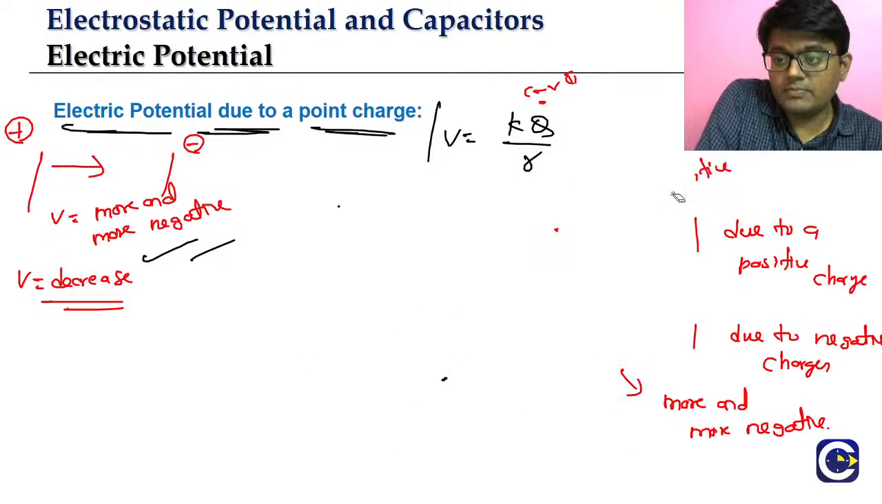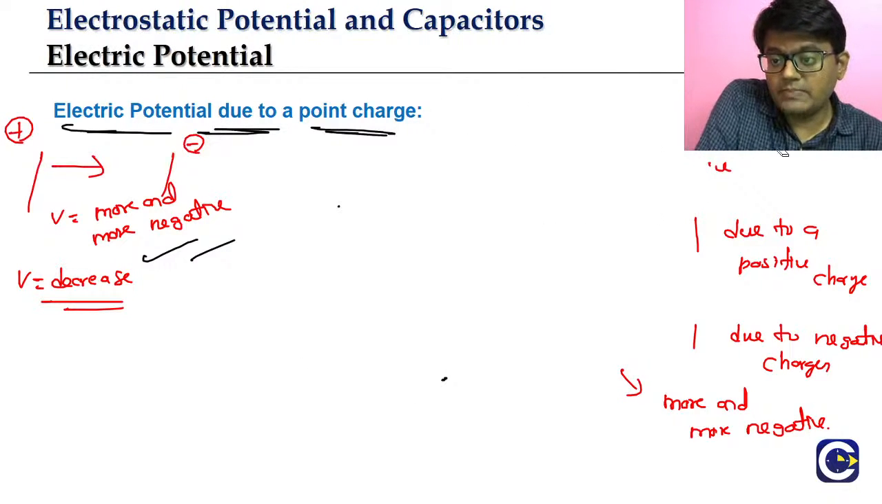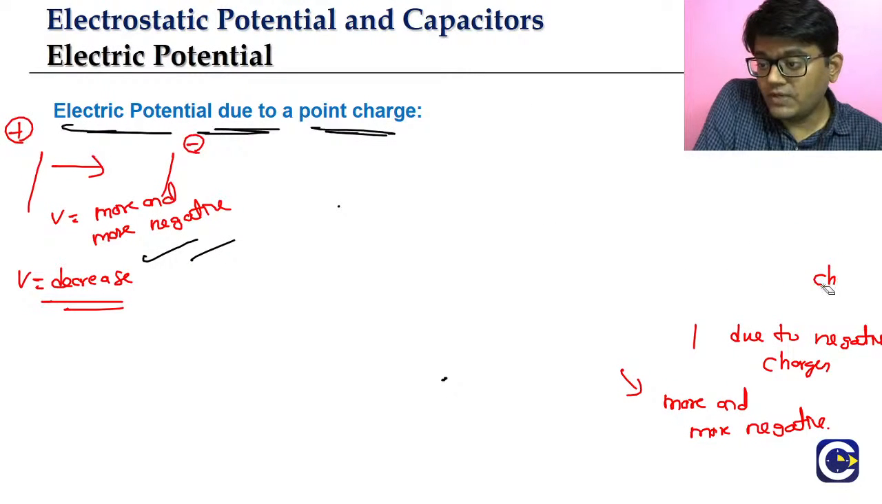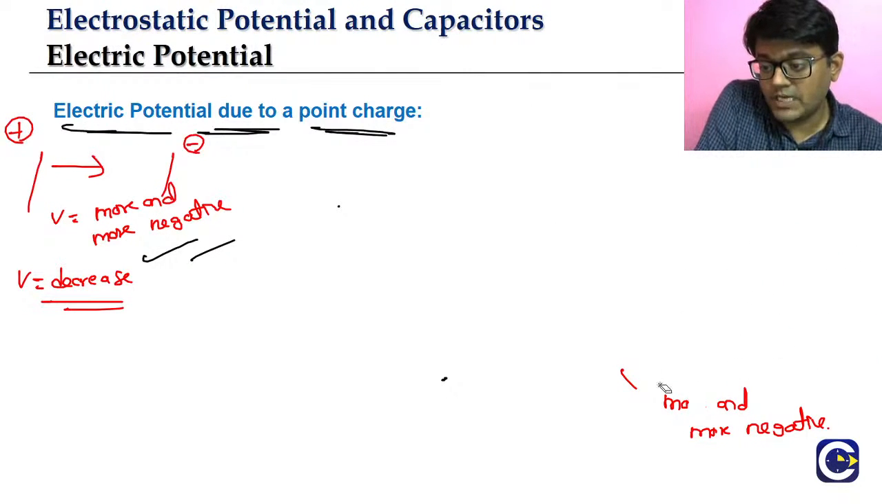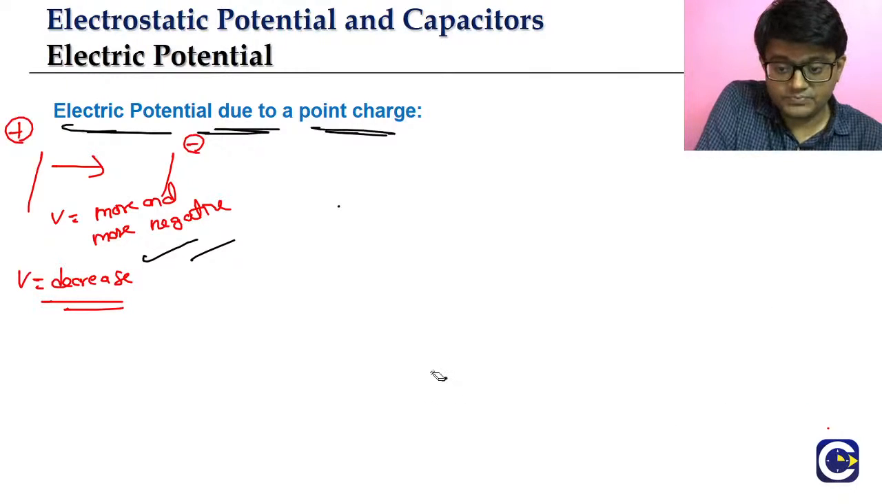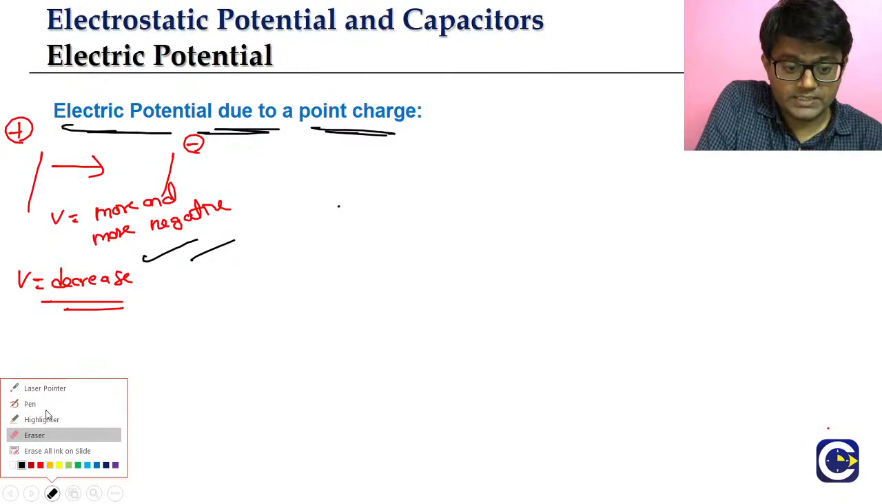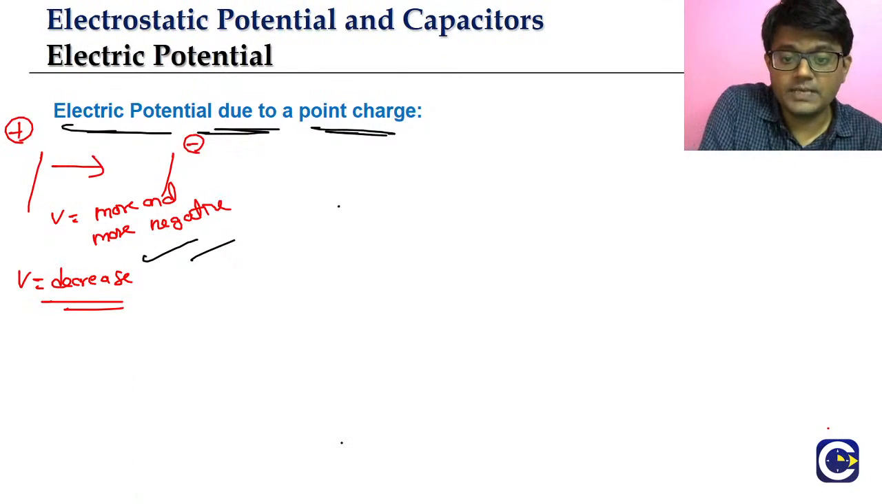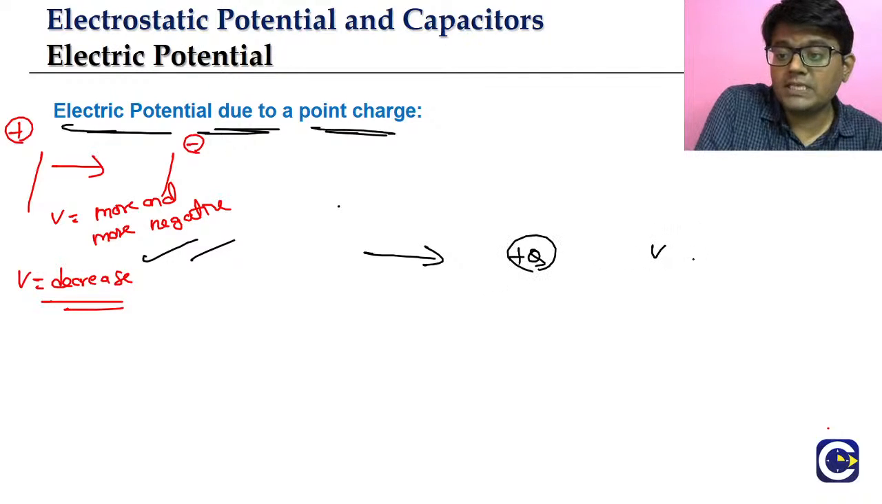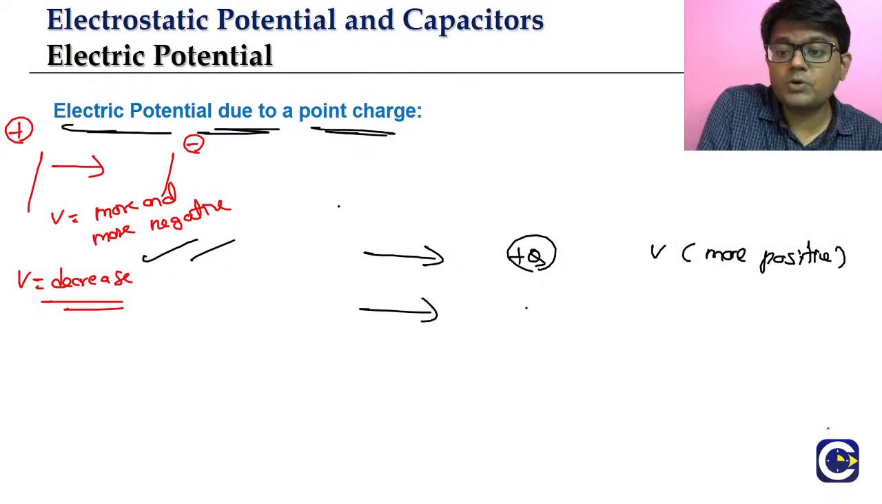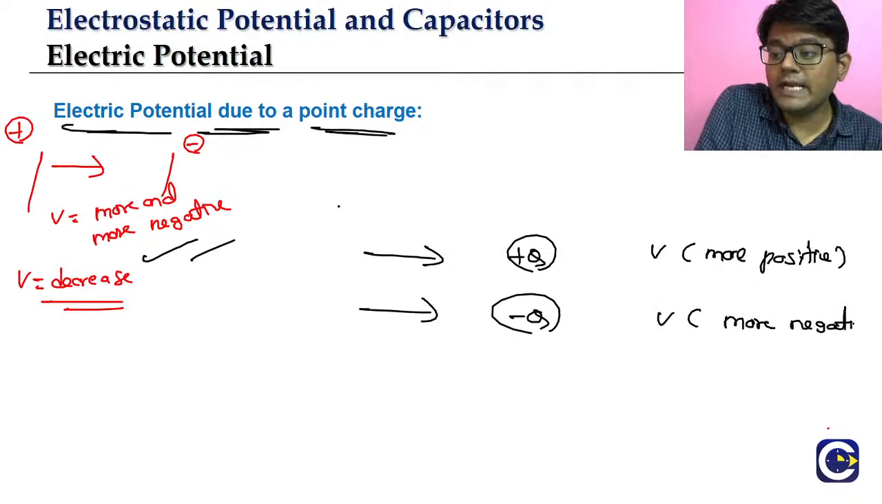Potential developed by the positive charge will be positive, potential developed by the negative charge will be negative. If you grow closer to a positive charge, the potential value will be increasing. If we are approaching a positive charge, potential will become more positive. If we approach a negative charge, potential becomes more negative. This is like decreasing only, right? More positive means this is increasing.